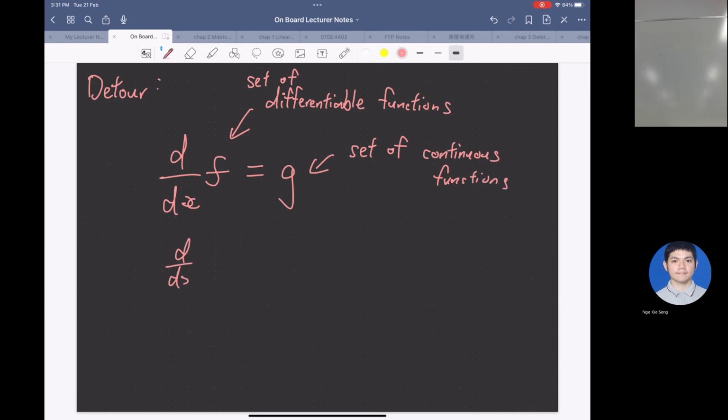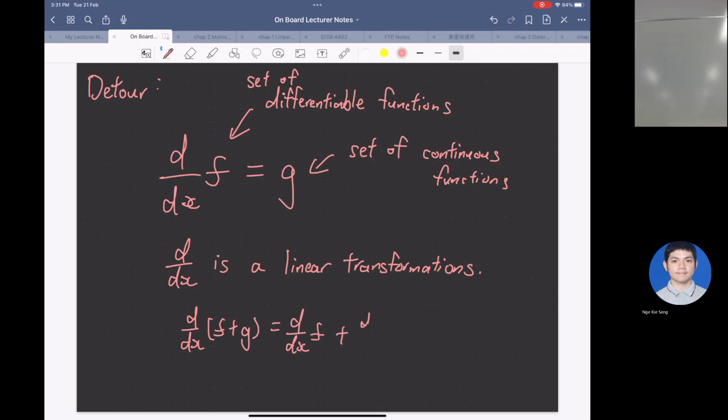So d/dx is a linear transformation. Linear transformation means it satisfies 2 conditions. It preserves vector addition, so d/dx of f plus g is equal to d/dx f plus d/dx g. And also if you differentiate cf, it is equal to c times d/dx f. So you can see that it's also a linear transformation.